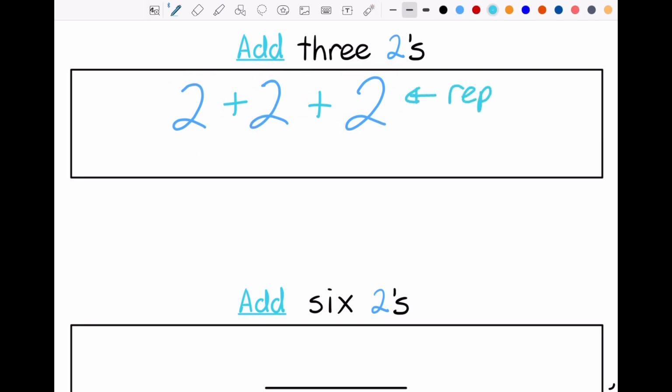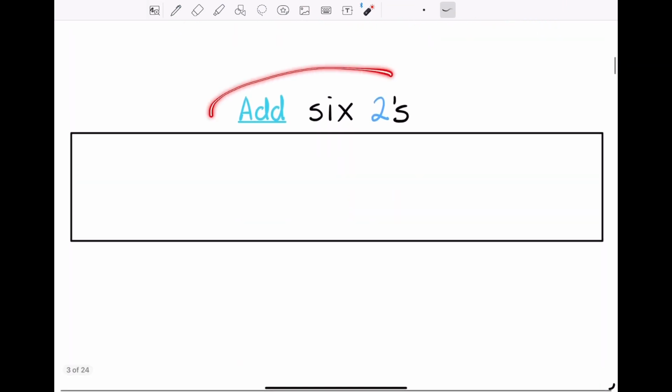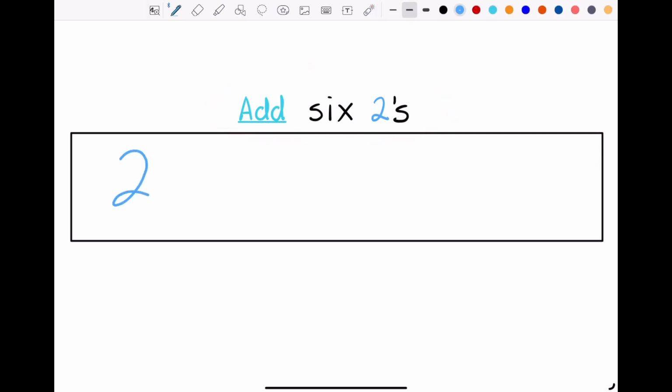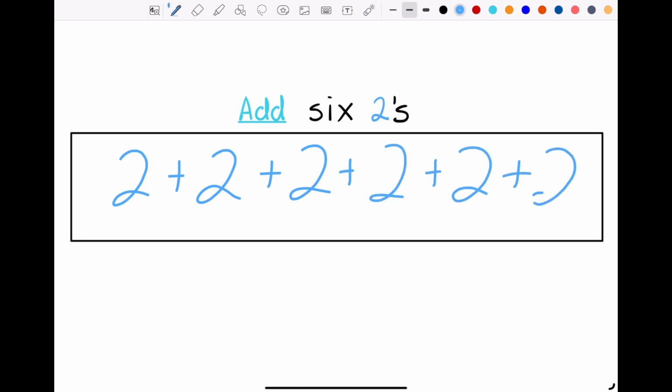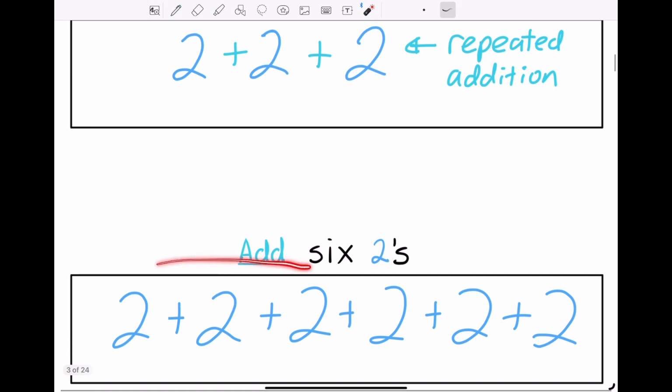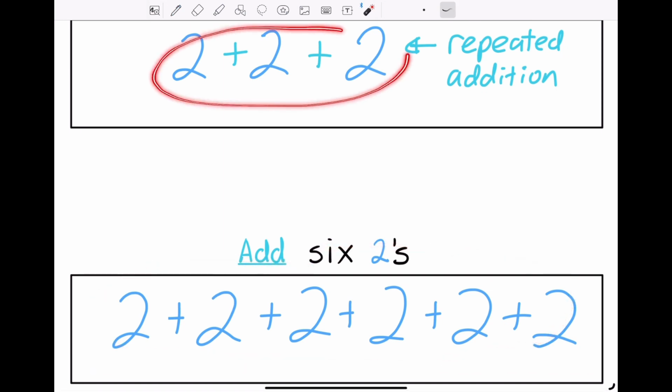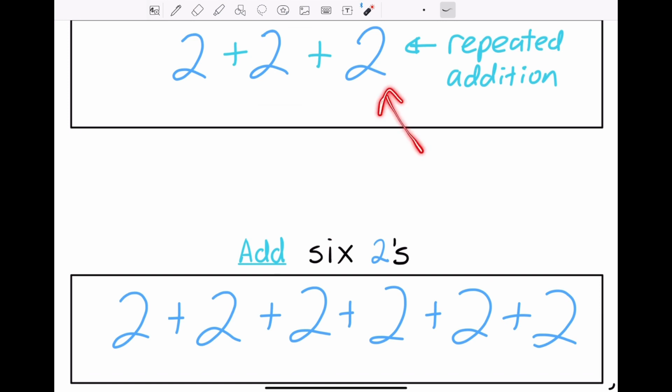Now adding three 2's is very short to write down. However, as we add more 2's together, it becomes long very quickly. So as another example, let's say we're adding 6 2's. We could write this as 2 plus 2 plus 2 plus 2 plus 2 plus 2. And already adding 6 2's is a lot longer to write down than adding 3 2's. So we wanted a way to shorten how we write repeated addition. And I don't know about you, but I like to write things shorter if possible. And the way we do that is multiplication.